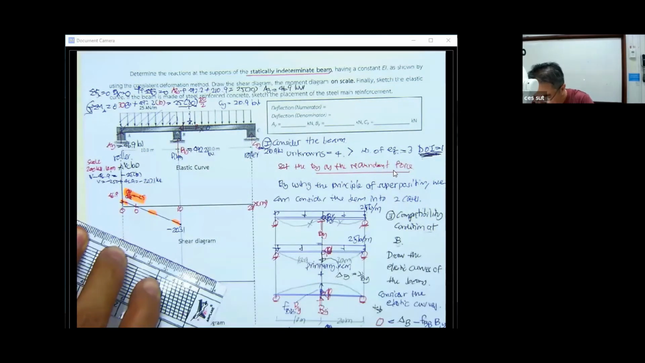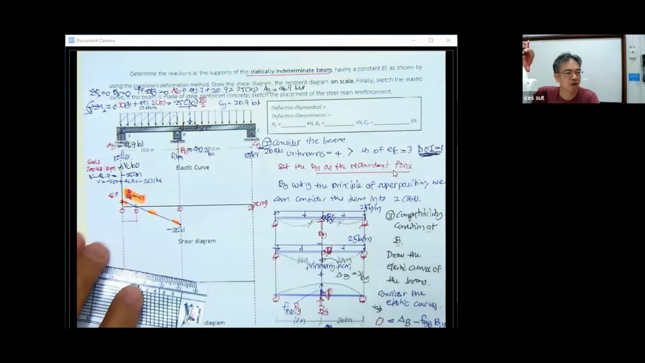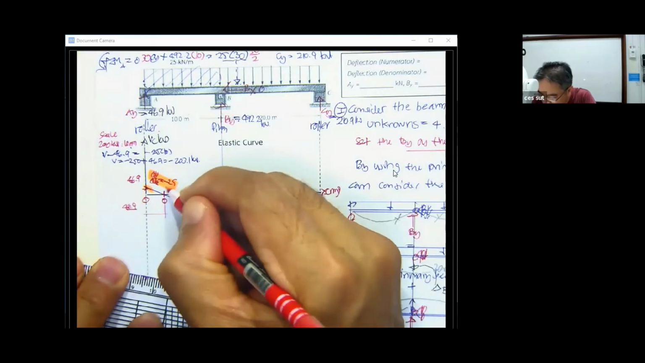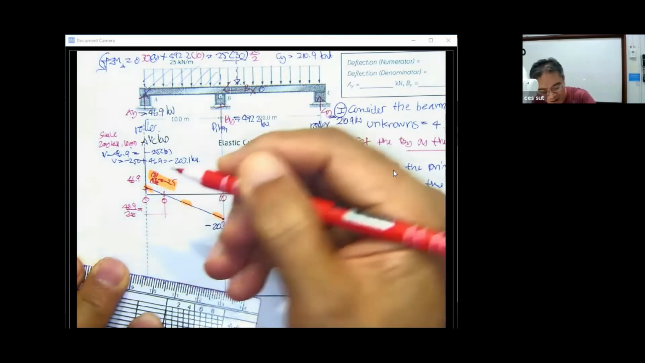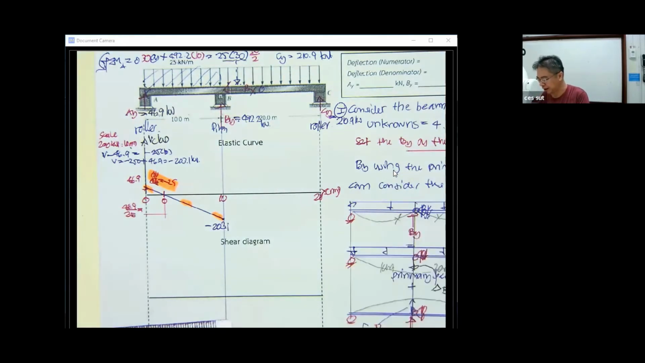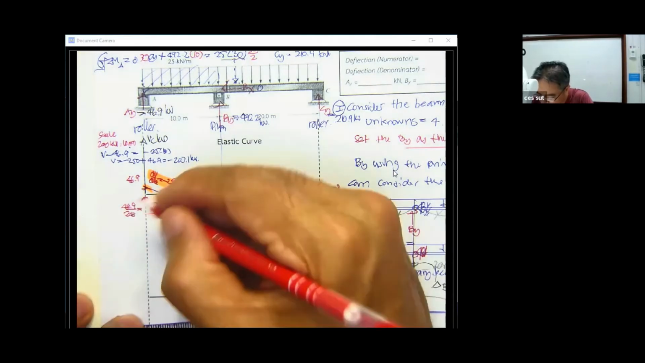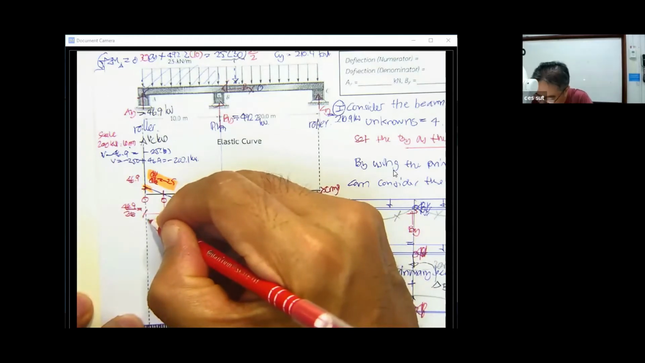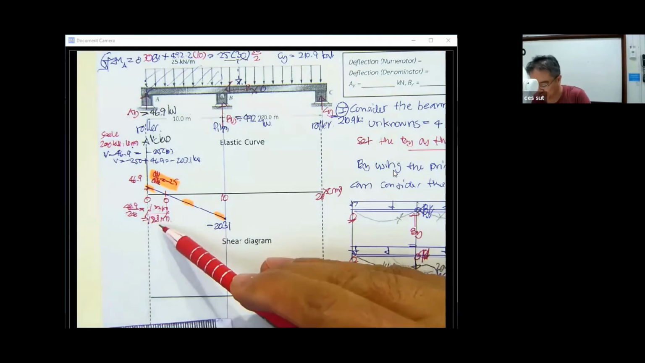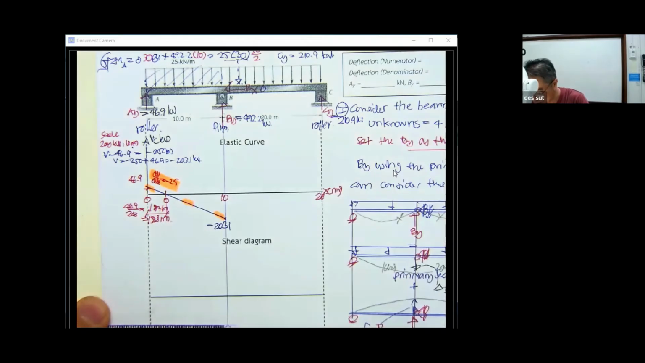Okay, and what about this one? If you are good at this, you're supposed to know this is going to be 46.9 divided by 25. When you divide this, you will get 1.876, or you may say 1.88. 1.876 meter. If you prefer just 3 significant figures, it's going to be 1.88. So it's going to be 1.876 meter.